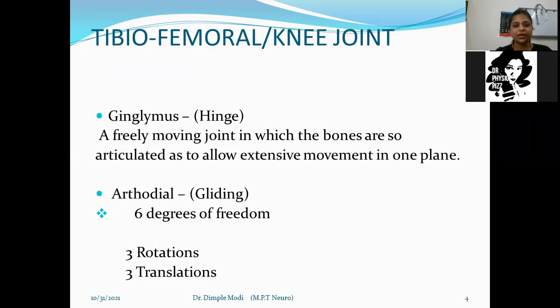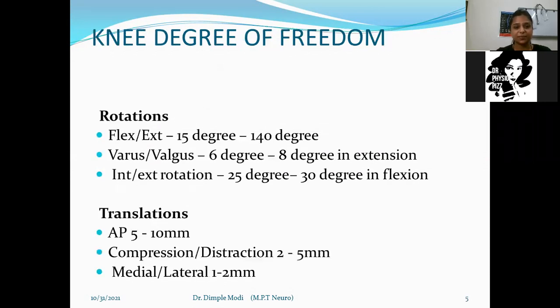The knee joint is a hinge joint, which is a freely moving joint in which the bones are so articulated as to allow extensive movement in one plane. So there are gliding movements. In the knee joint, there are 6 degrees of freedom, 3 rotations and 3 translations.